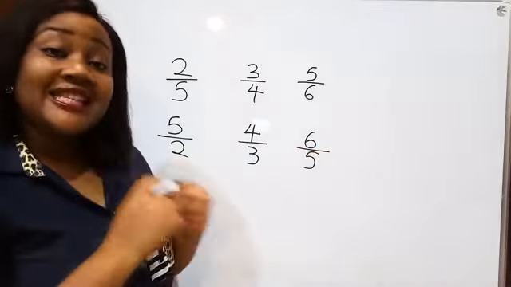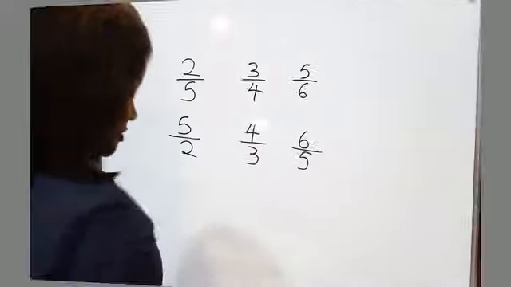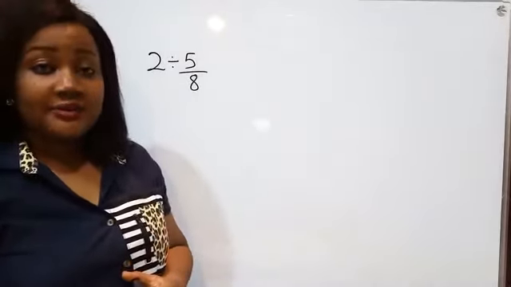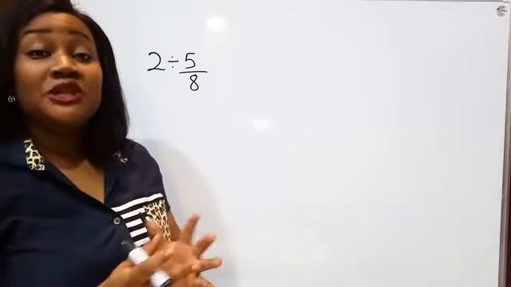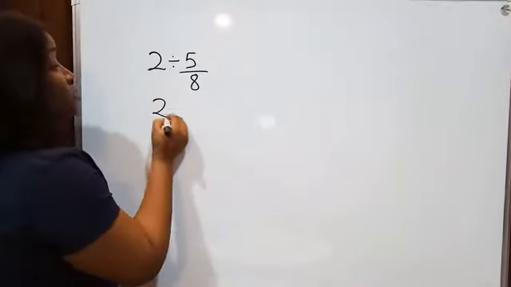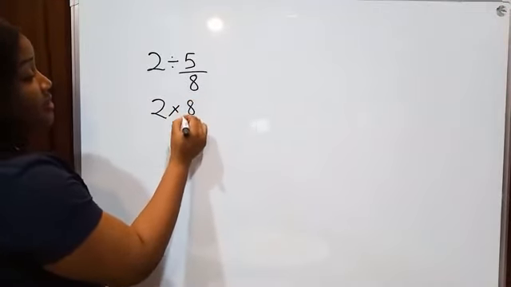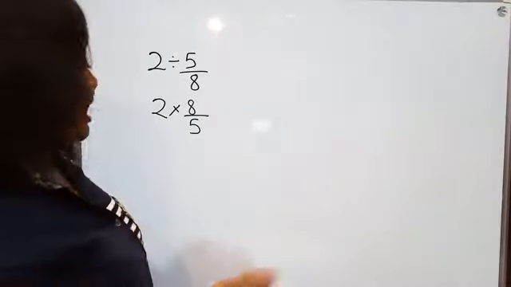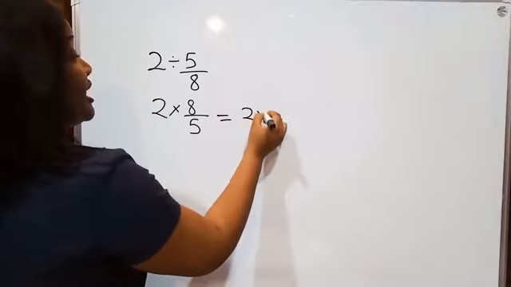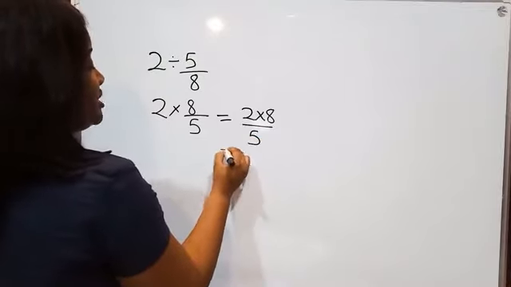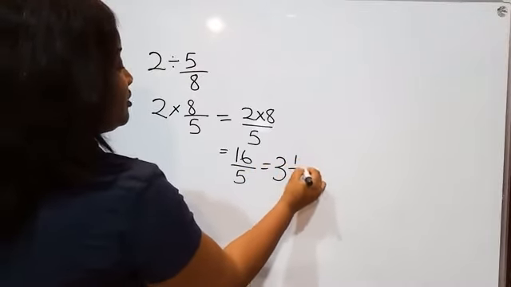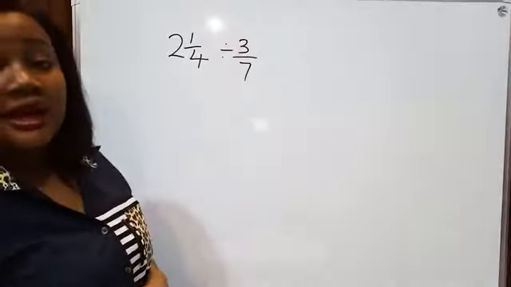Now let's try applying it in division of fractions. Looking at this, you're told to divide 2 by 5 over 8. All we have to do is find the reciprocal of 5 over 8 and multiply it by 2. Very simple. So you just say 2 times 8 over 5. We just finished learning how to multiply fractions and whole numbers. So here you have 2 times 8 all over 5, which gives us 16 over 5, which equals 3 whole number 1 over 5.